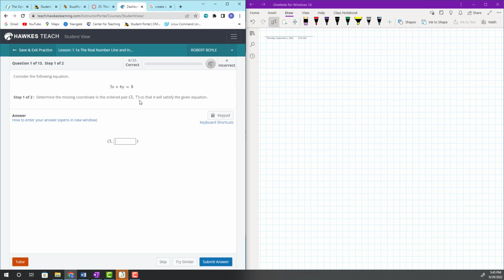And here is our first problem. We have the equation 3x plus 6y is equal to 8. And we have this ordered pair where we're missing the y-coordinate, and we need to figure out what that is. So let's go ahead and do that. We have 3x plus 6y is equal to 8, and we have the point (3, ?). So that tells me that x is equal to 3, and we need to figure out what y is.